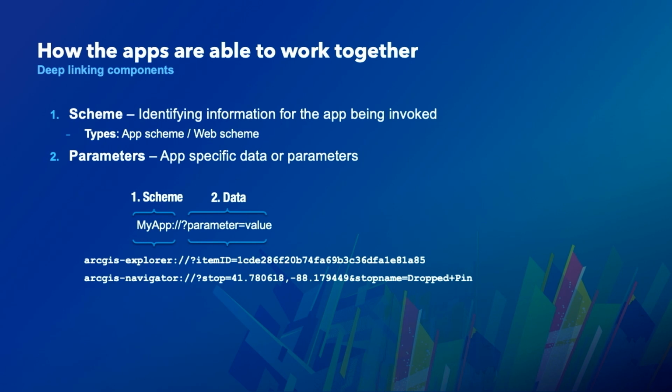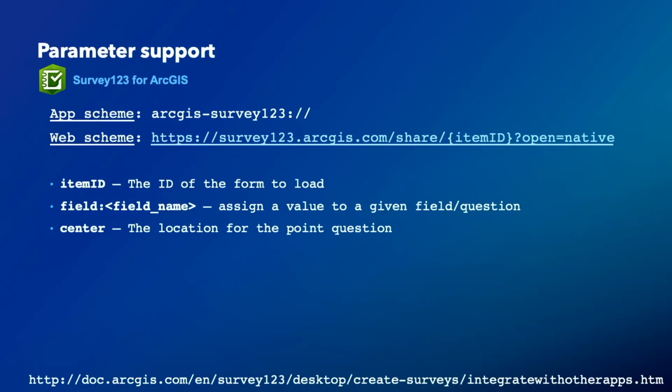So we're going to now dive in and take a look at all of these application schemes. The first one will be Survey123. As I mentioned, it begins with ArcGIS-Survey123. That will open up Survey123's application. Additionally, we can specify the form to open. That's that next item, the item ID.